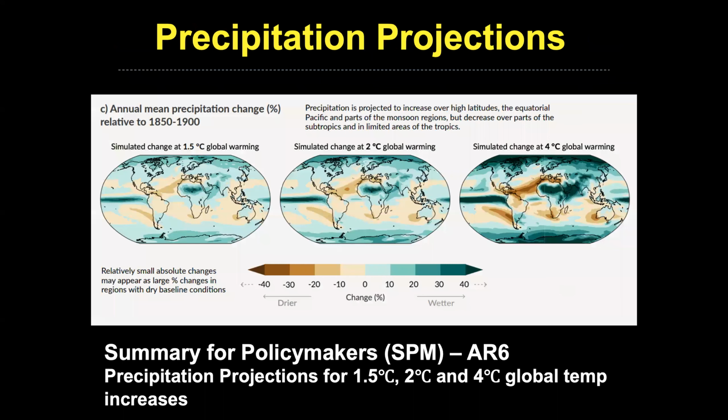This is also from the Summary for Policymakers, showing you projections for a planet that warms up to 1.5, remember we're at 1.09, 2 degrees, or 4. Notice some places actually get wetter. And you might say, well, that's good. Well, it is, but maybe it isn't. What if all the rain falls at once? Is that good? From an agricultural point of view, not really.